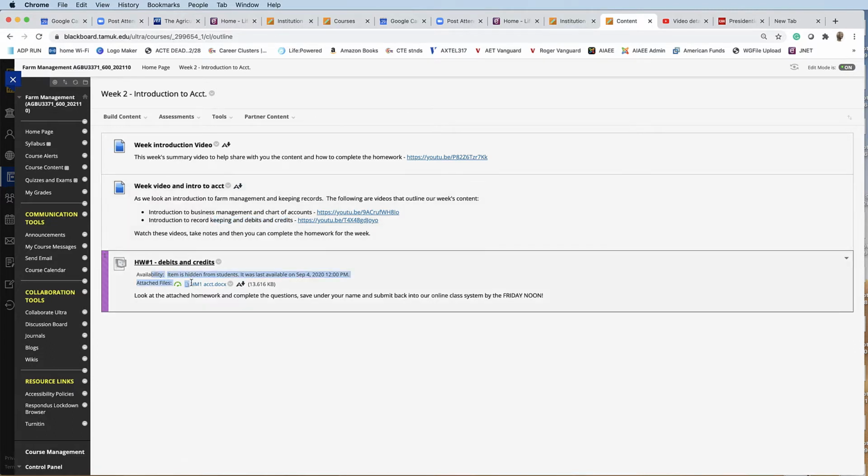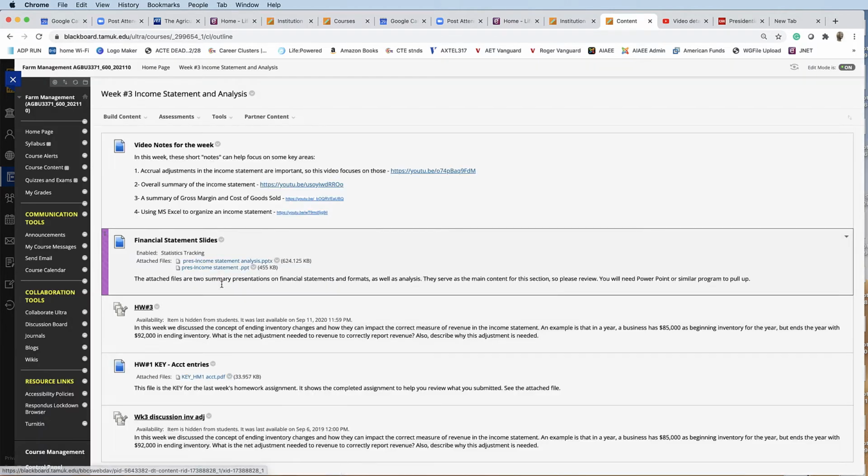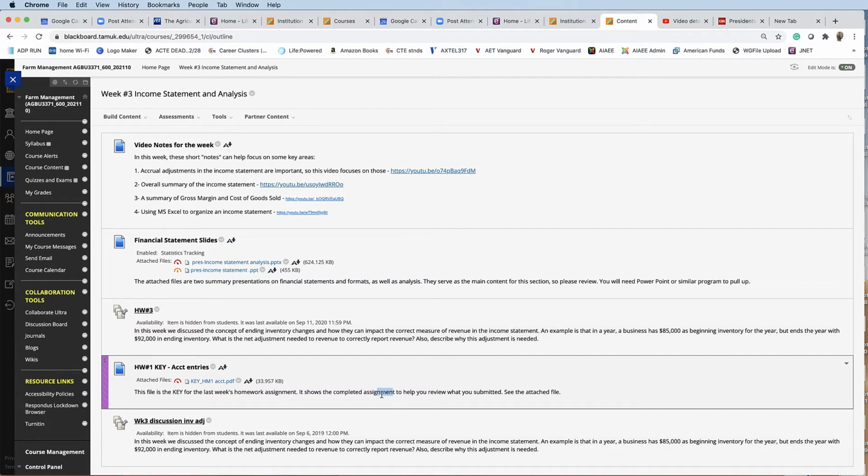There is that homework, but then you go to the next week, week 3, and there is the key to that. So you want to make sure that you take a look at that.